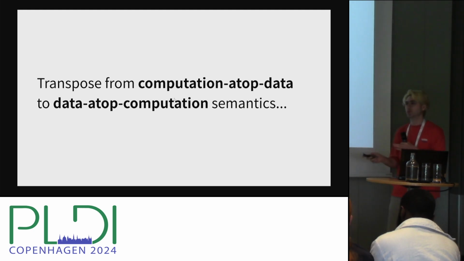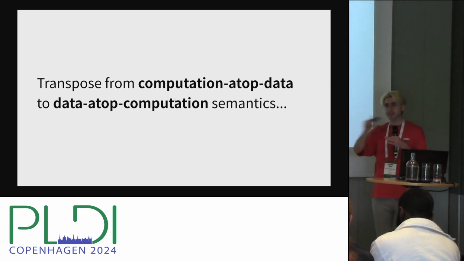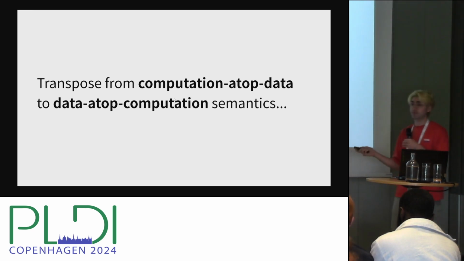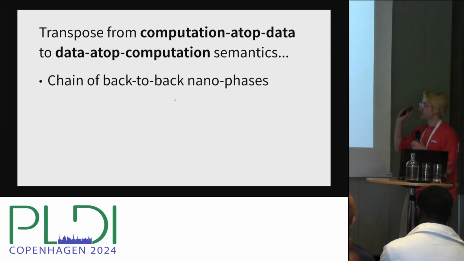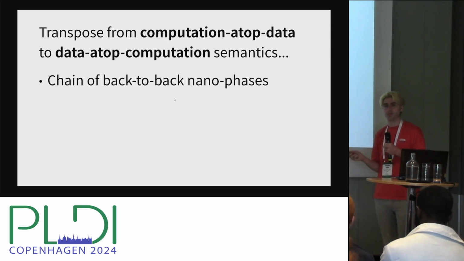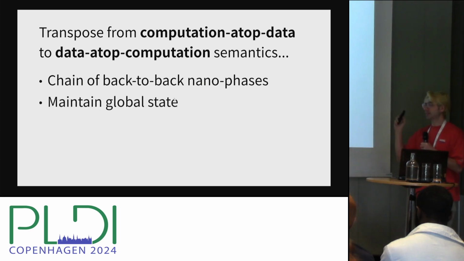Whereas in nano-parsing, we flip that on its head, and we take a small piece of computation and run that over the entire input. And then we do that again and again. So we're doing multiple passes, but each of those passes is really tiny. That's why it's called nano-parsing. So it's a chain of these back-to-back nano phases or nano passes.